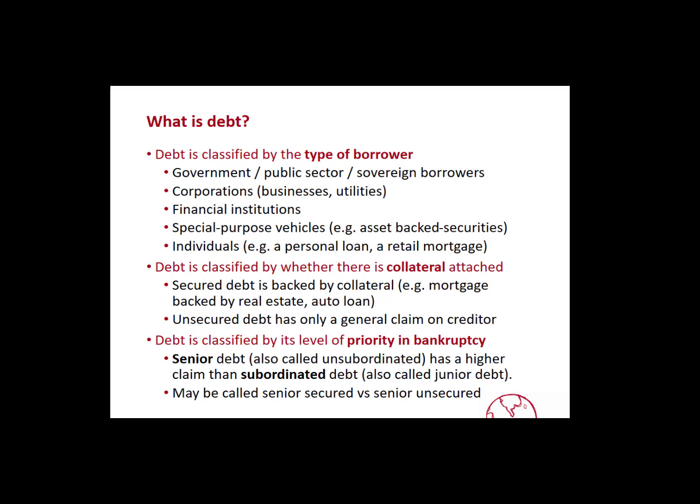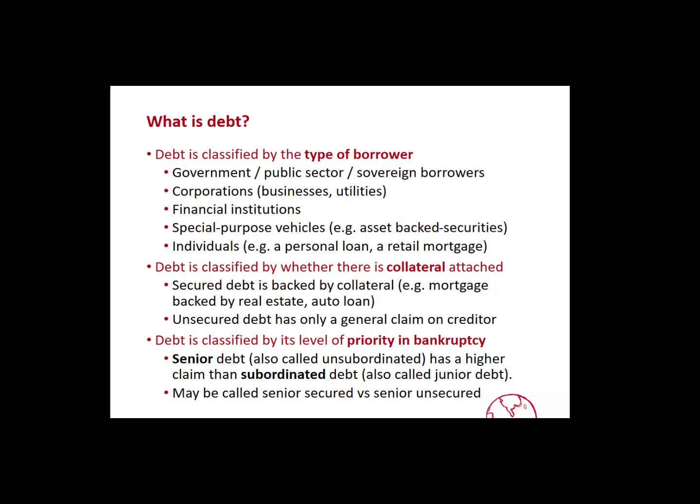So debt is also classified by the type of borrower. There are many different types of borrowers. We know that governments issue a lot of debt, as well as in Canada, the provinces or even municipalities. You have many different types of corporations that will issue debt. They could be manufacturing businesses, energy and gas, utilities. Another big classification is financial institutions, such as banks and insurance. And there are many different types of special purpose vehicles that can be used to issue debt, such as asset-backed securities or mortgage-backed securities. Of course, individuals can also take out a loan or take out a mortgage, but we're not really going to be concerned with retail or individual debt in this course.